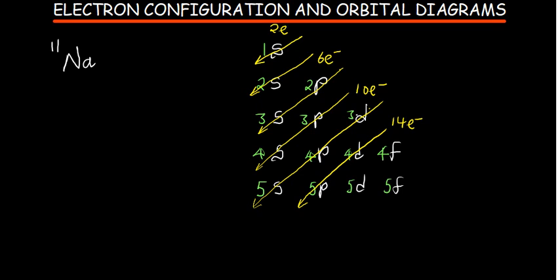So to write the electron configuration for this atom, first let me write the orbital diagram. Always start with the 1s orbital. Okay, let's start with the electron configuration. You always start with the 1s, so the 1s can have two electrons.